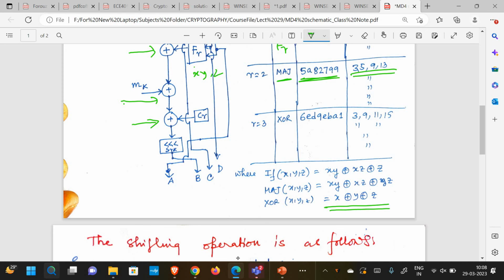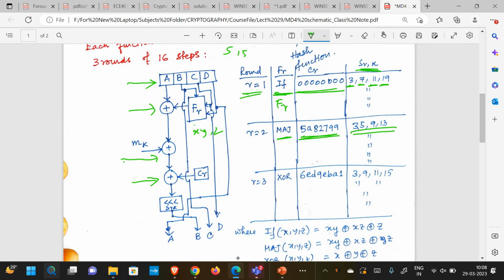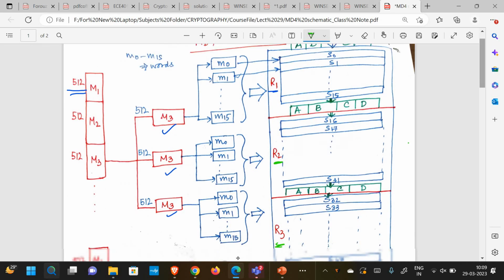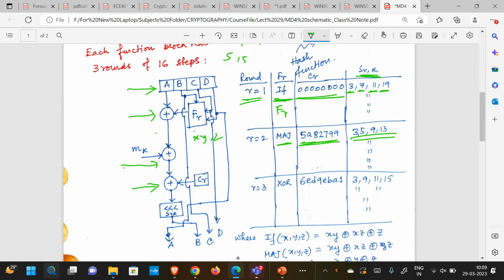So this X, Y, and Z are basically B, C, and D. Each and every time the BCD will go through this particular function based on which round we are in. The output of it will be XORed with the A. That output will then be XORed with the corresponding MK, which is the bits. If you remember, MK means M0, 1, 2, 3, whatever it is. That is getting XORed. After that, the CR will come in. Whichever round we are in, that particular CR will again get XORed. And finally, whatever the output we are getting is shifted over here.